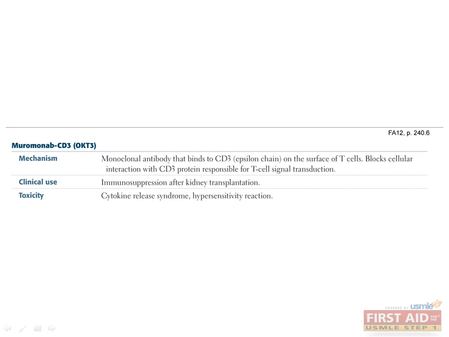OKT3 is a monoclonal antibody that binds to CD3 on the surface of T cells. Can you think of why this exerts immunosuppressive effects? Recall from the section on signal transduction, both B cells and T cells require 2 receptor-ligand interactions in order for activation to take place.